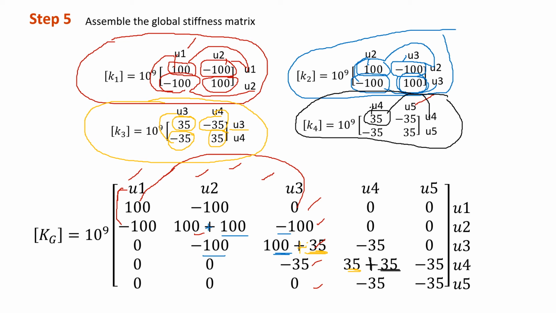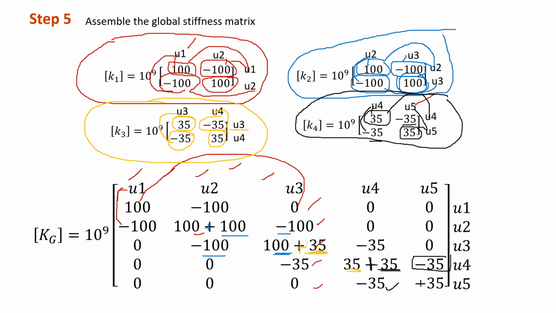And then check U4, U5. It is 35, which is this one. And then U5, U4, which is this value. And finally, U5, U5. This one, 35. Sorry, here it should be positive 35.